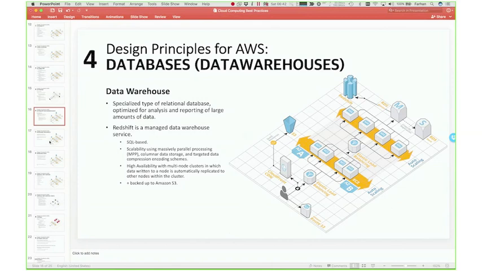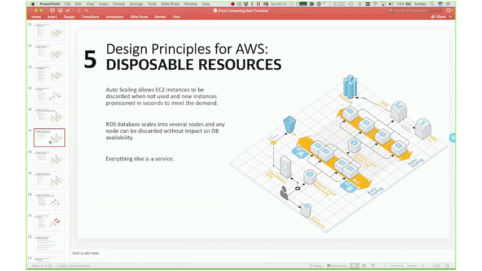Okay. So let's move to the fifth point, which is disposable resources from the white paper. What does disposable resources mean? Now, most of the guys here might already understand that auto scaling allows instances to be created, and then you can dispose of these instances in seconds as well.